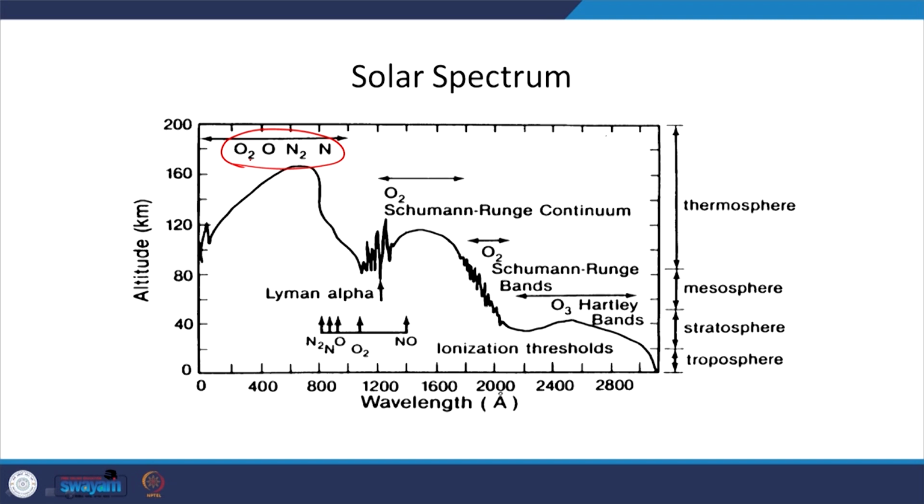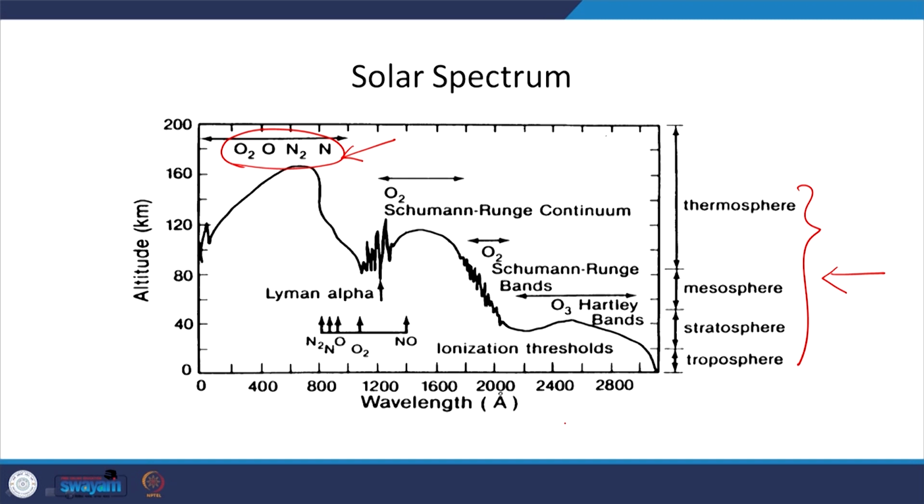From the basic understanding, we already know the major chemical species present in the atmosphere of the earth are oxygen and nitrogen. On the y2 axis you have the respective region or layer of the atmosphere. So what you can understand from this figure is that different parts of the solar spectrum get absorbed by different species and at different heights or altitudes.